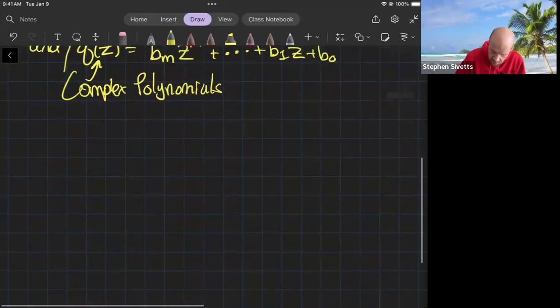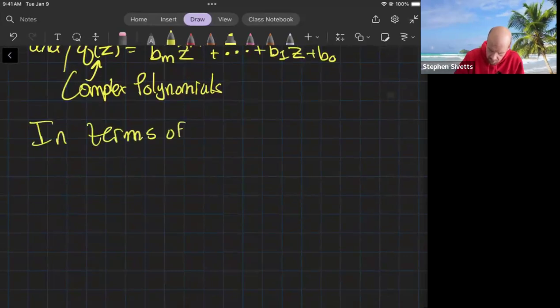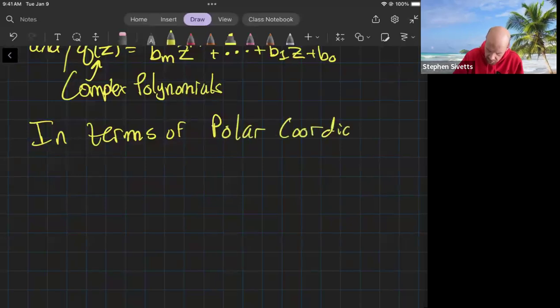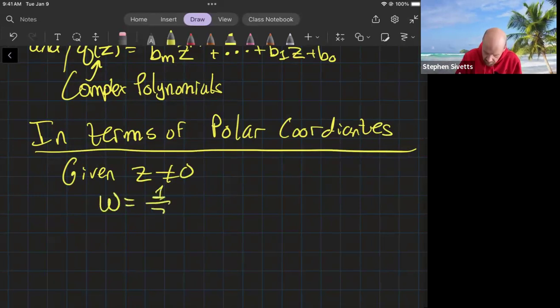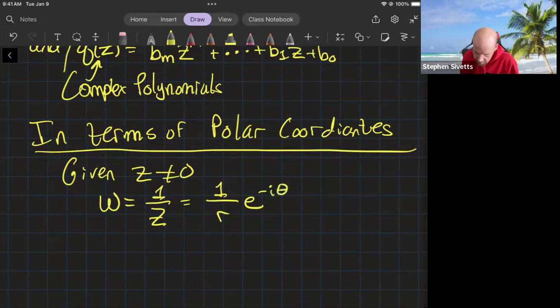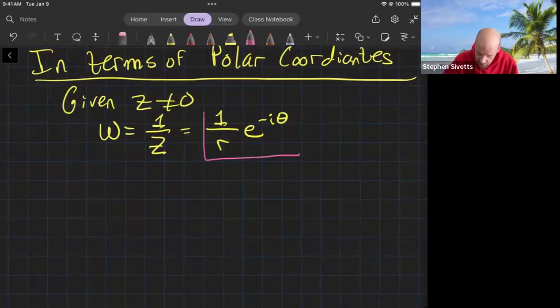So in terms of polar coordinates, this function is going to help us out a little bit, right? Given that z is not 0, the w coordinate in the w plane would correspond to 1 over r times e to the minus i theta. This is in terms of polar coordinates. So what's happening is 1 over r will be scaled depending on the size of r, and then e to the minus i theta, you are reflecting angles about the real axis in this case, right? So let's see how this function is interpreted in much greater detail.